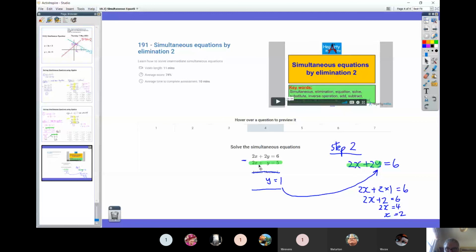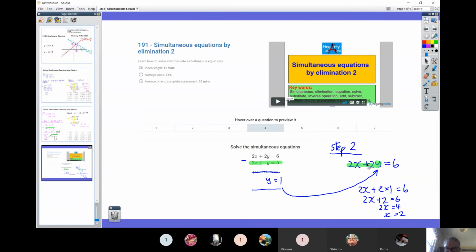Oh, I've made a mistake here. I've said I took the bottom one. I actually took the top one, didn't I? Sorry, so ignore that bit in green. That bit in green should be on the top one there. I've taken the top one, 2x plus 2y equals 6. I've just worked out that y equals 1. So I can go and replace this y over here with 1. So 2x plus 2 lots of 1 equals 6. 2 lots of 1 is 2.